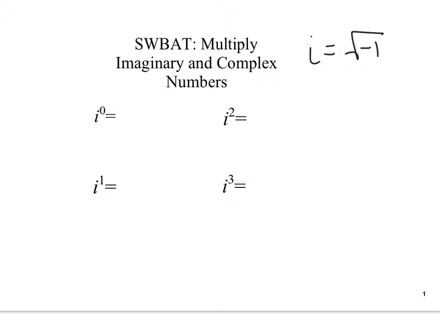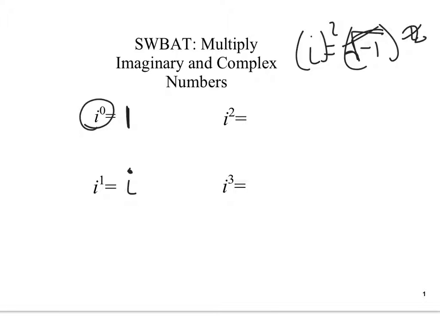All right, so anything to the 0 power is 1. That should be understood. Anything to the first power is just itself. And then we get into more fun and exciting things. If I square this, remember what happens when you square a radical. When I square a radical, the radical goes away, so I'm left with i squared is -1. And remember, i cubed is really just these two multiplied together, so it's -i. These are the 4 powers of i.